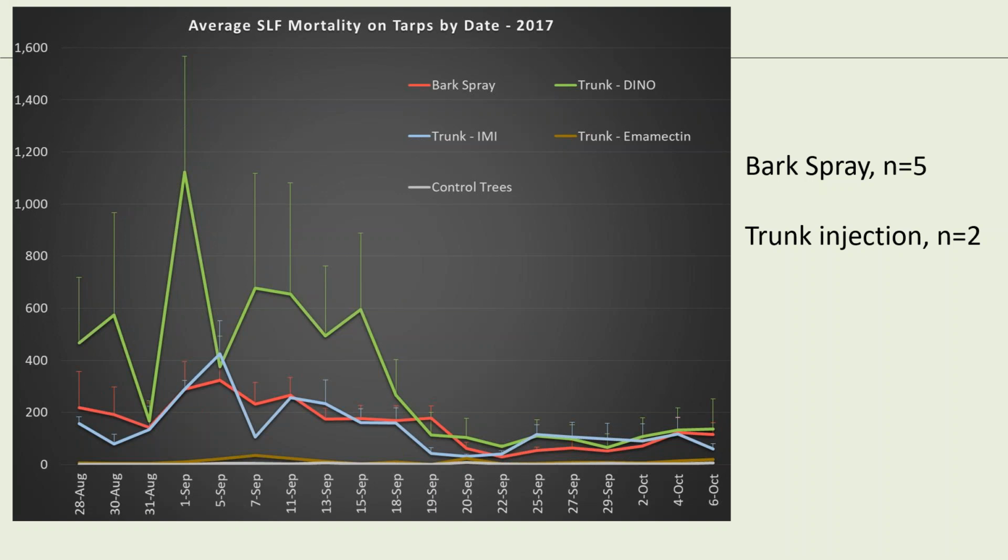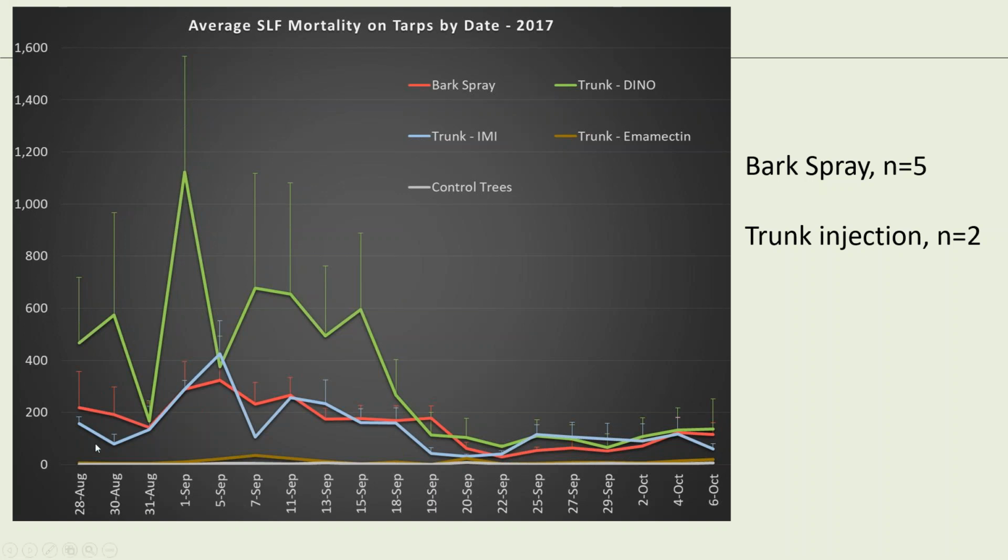So results, this is from 2017. First thing I want you to notice is that the emamectin benzoate product is here on the bottom. It was basically zero. It didn't work at all. The insects were not being impacted by it at all, which is interesting. The bark spray, so this is a traditional application that's been used and is being used, is in this red line here. So that performed well, and about similar to the trunk injected imidacloprid. But what stood out is that we had these much higher peaks through the Dinotefuran trunk injected product.